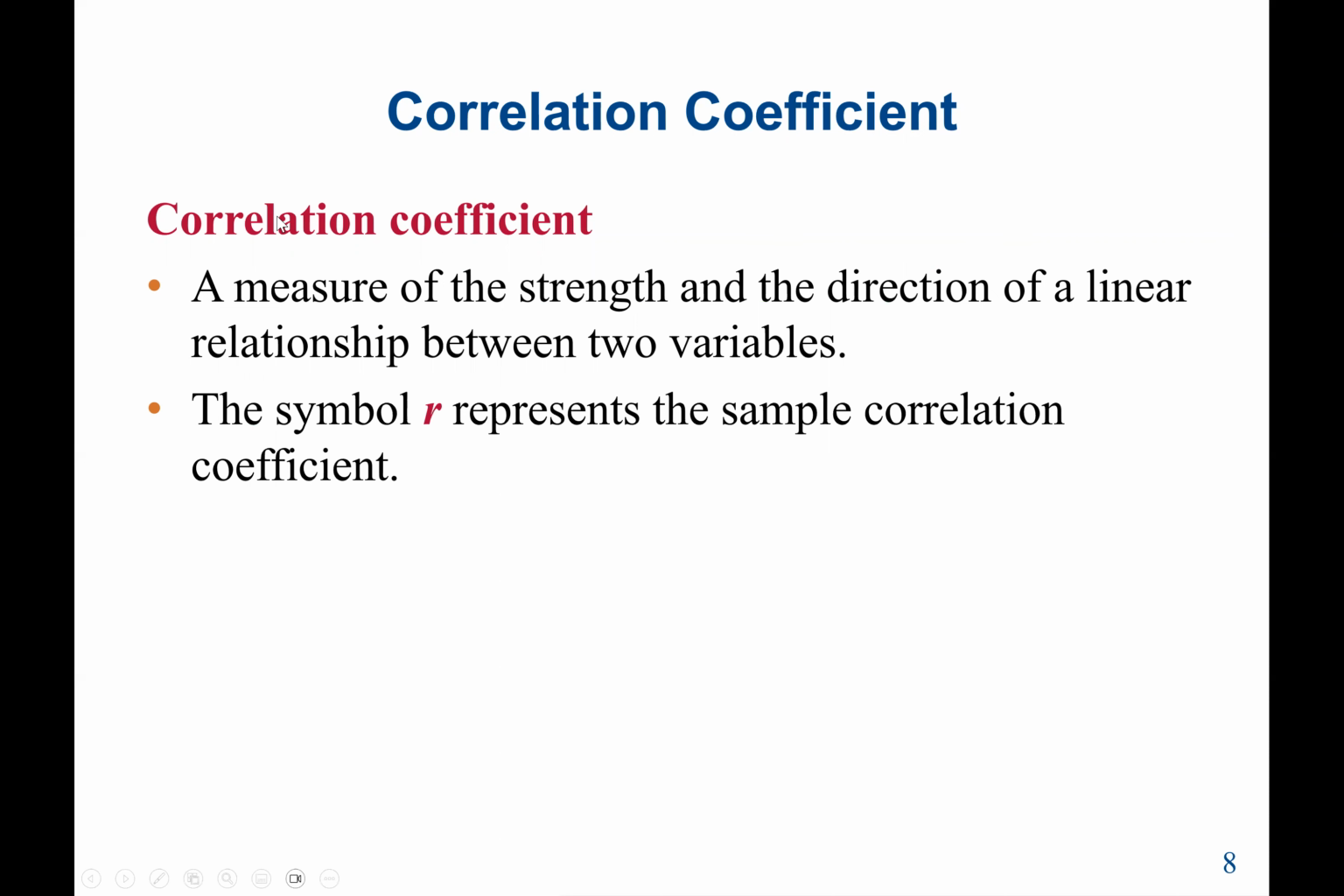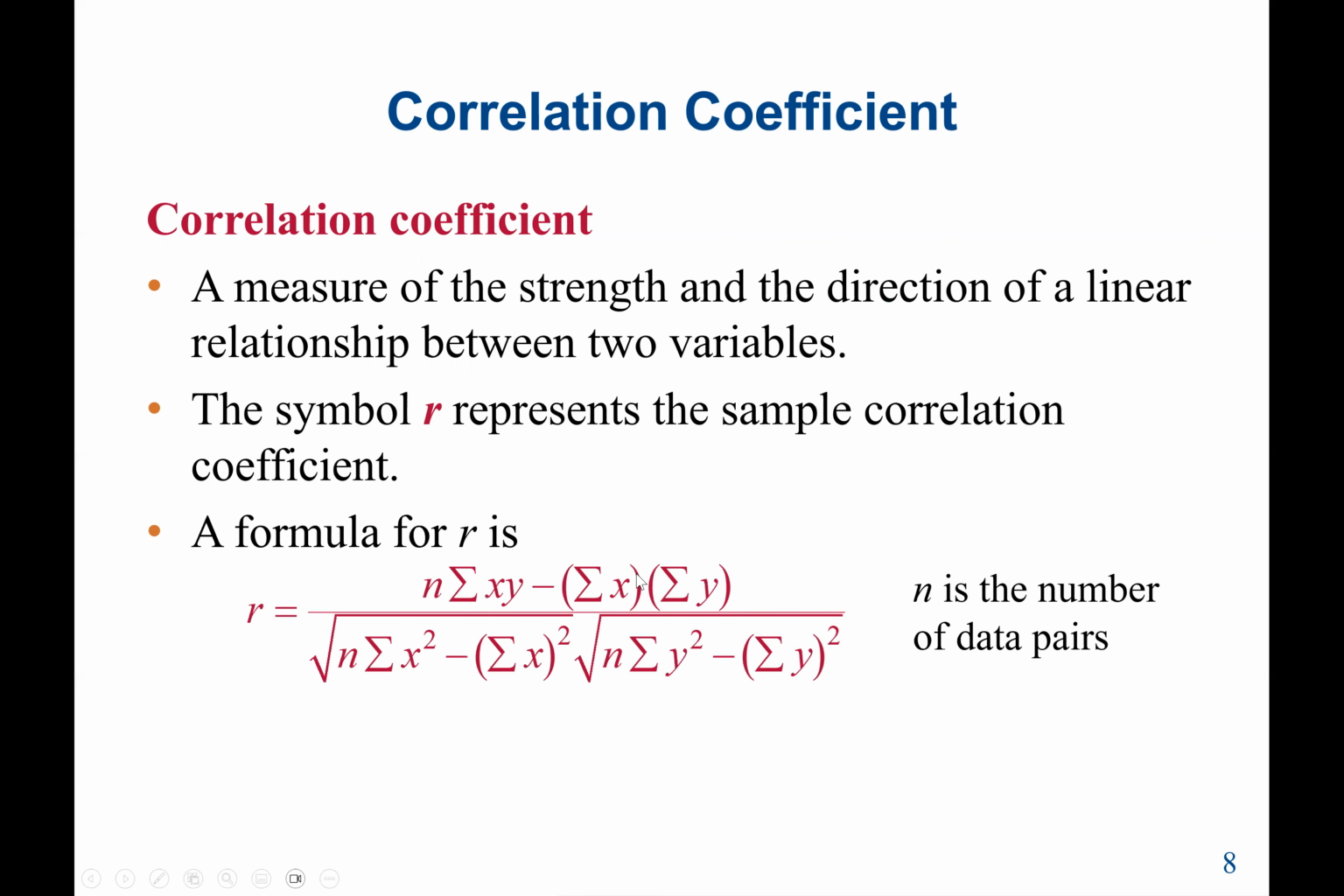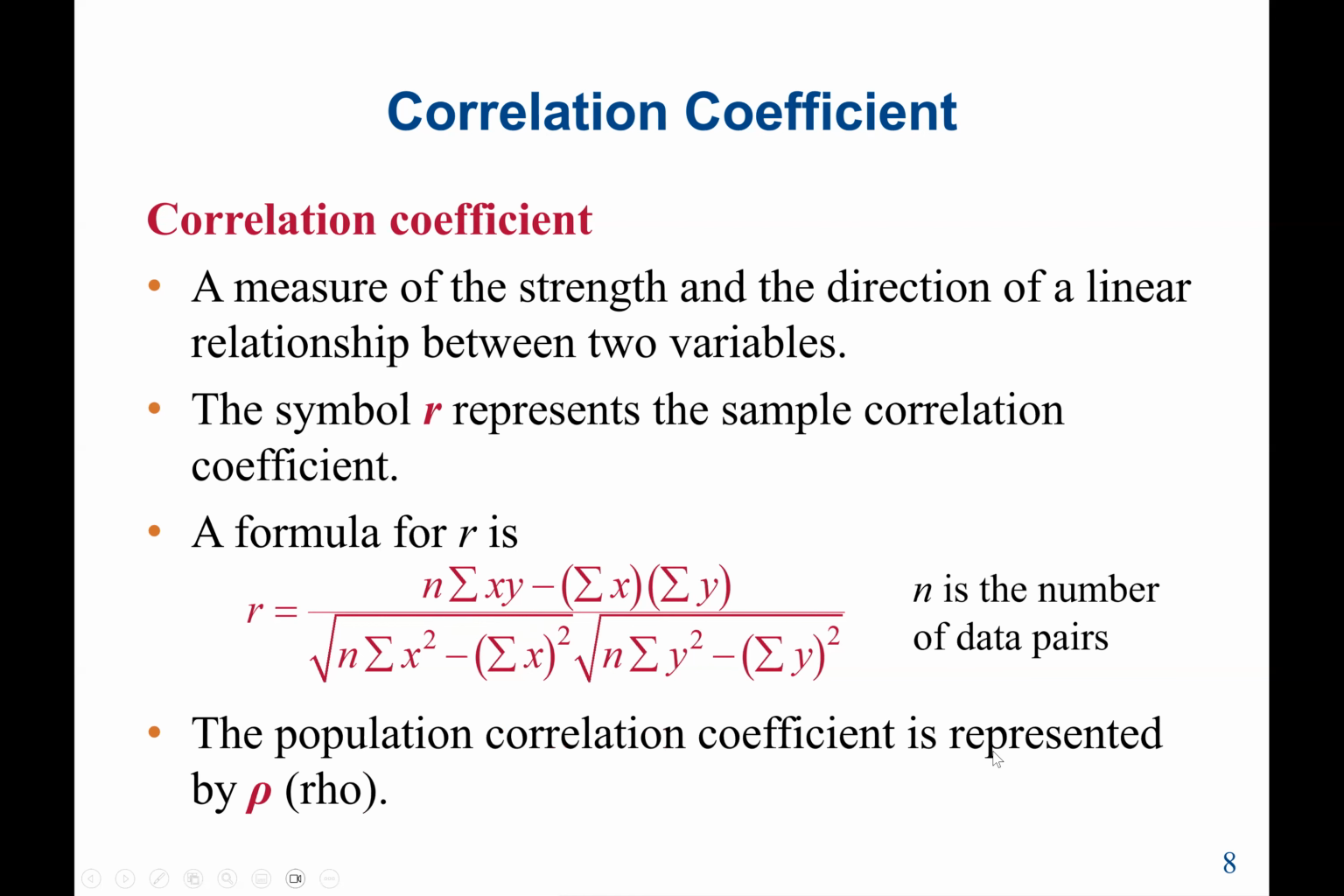Here we represent the correlation coefficient with the symbol r. So r represents the sample correlation coefficient. We can use this formula to find the correlation coefficient. Now, n represents the sample size. X and Y are the independent and dependent variables, which will be the data set given to us. So with this formula, we can find r. Next, we can also find what we call the population correlation coefficient, and we use the symbol rho to represent it.